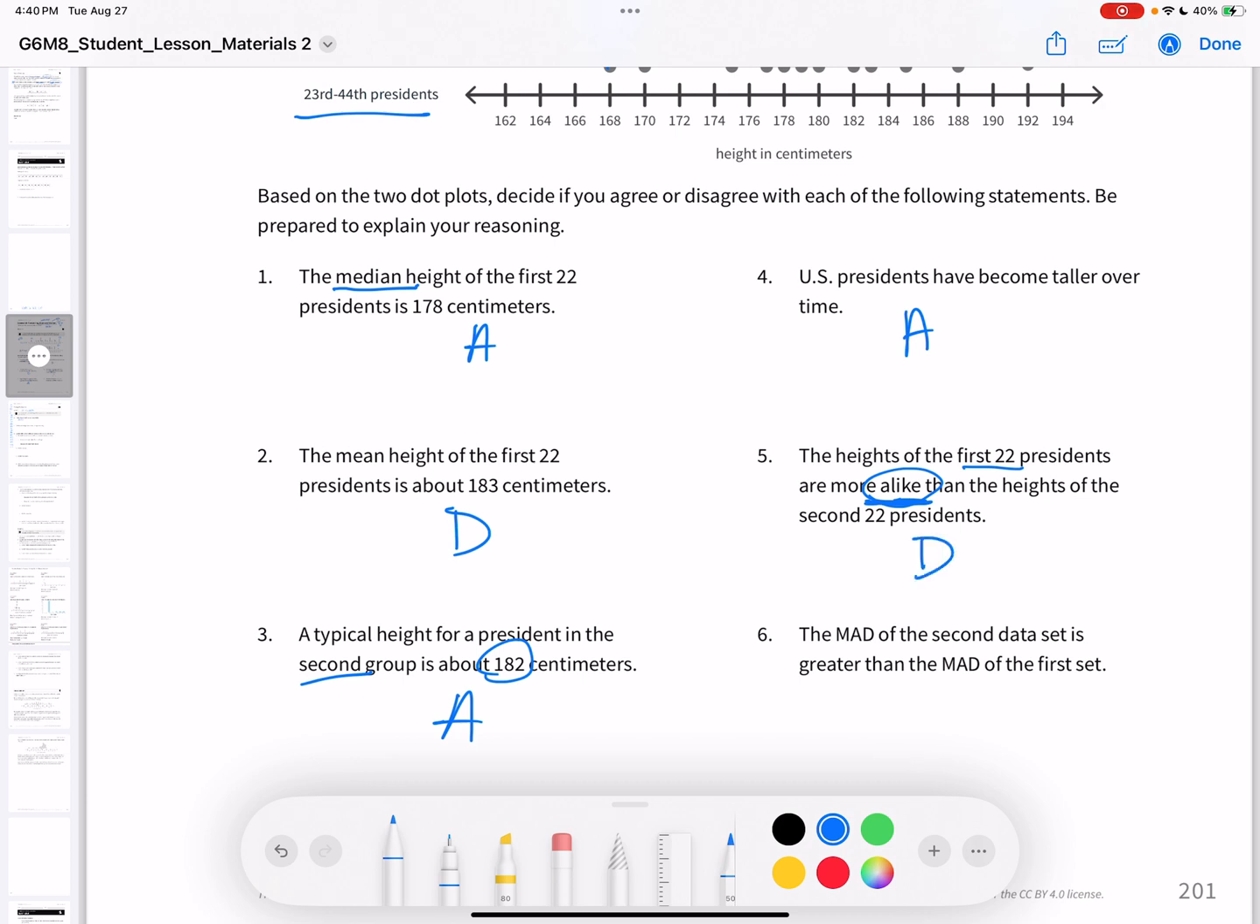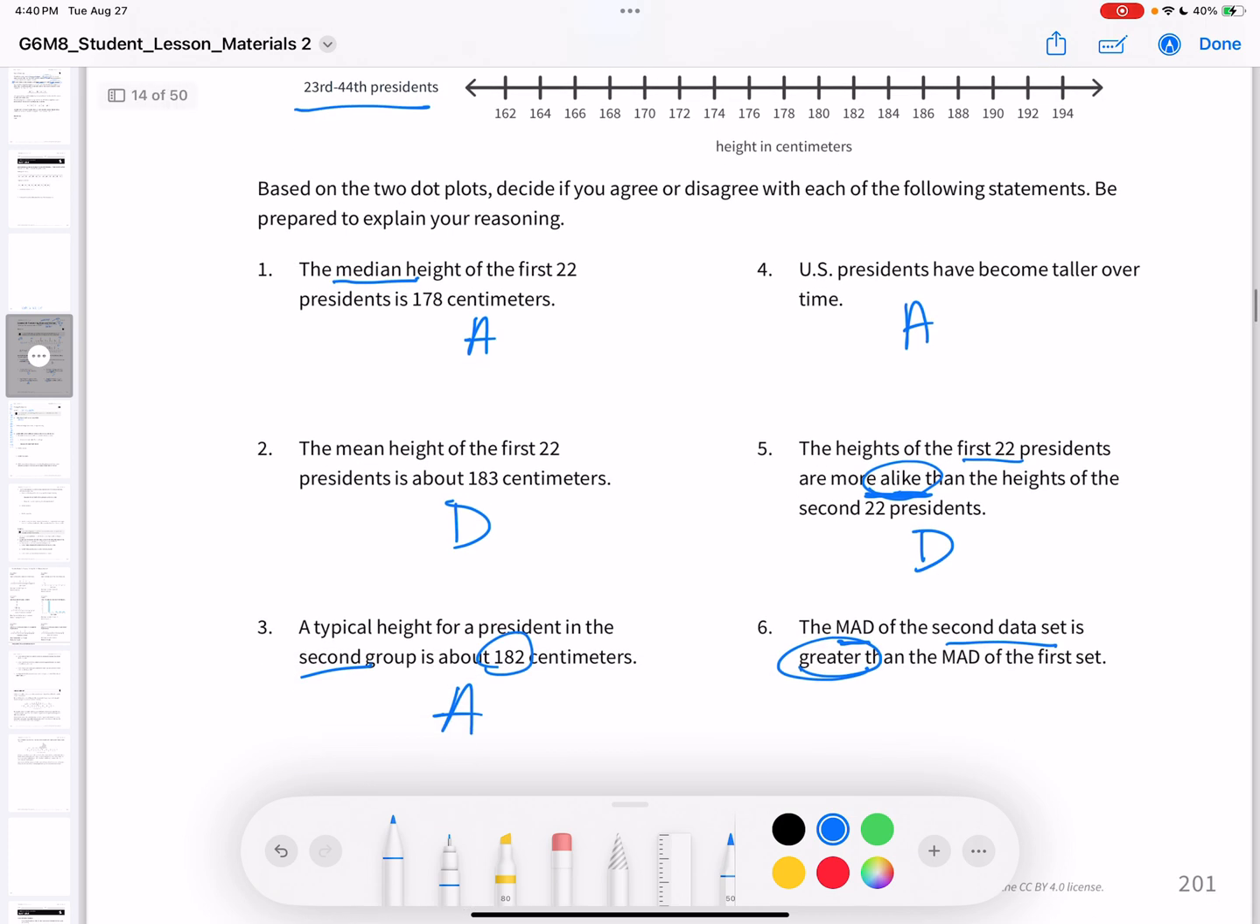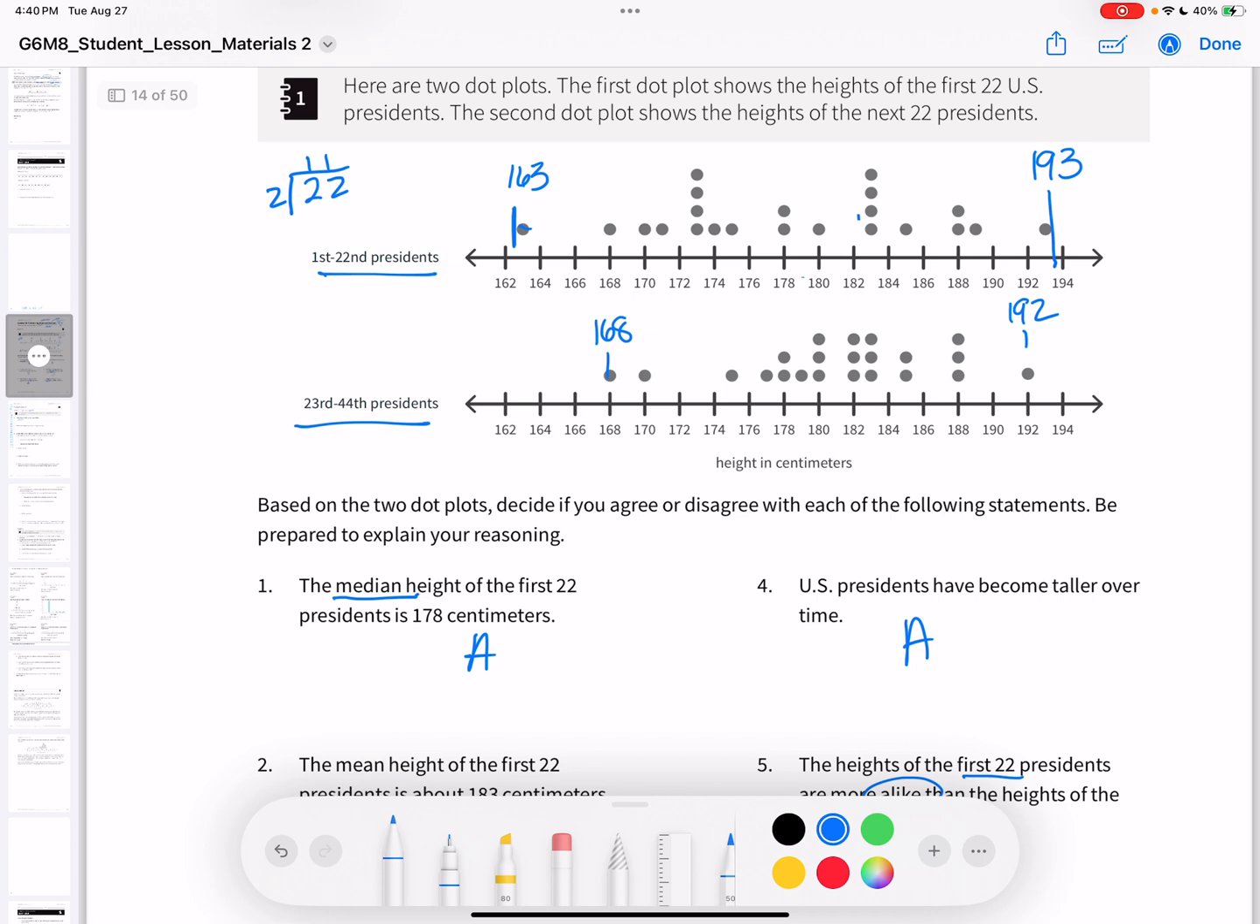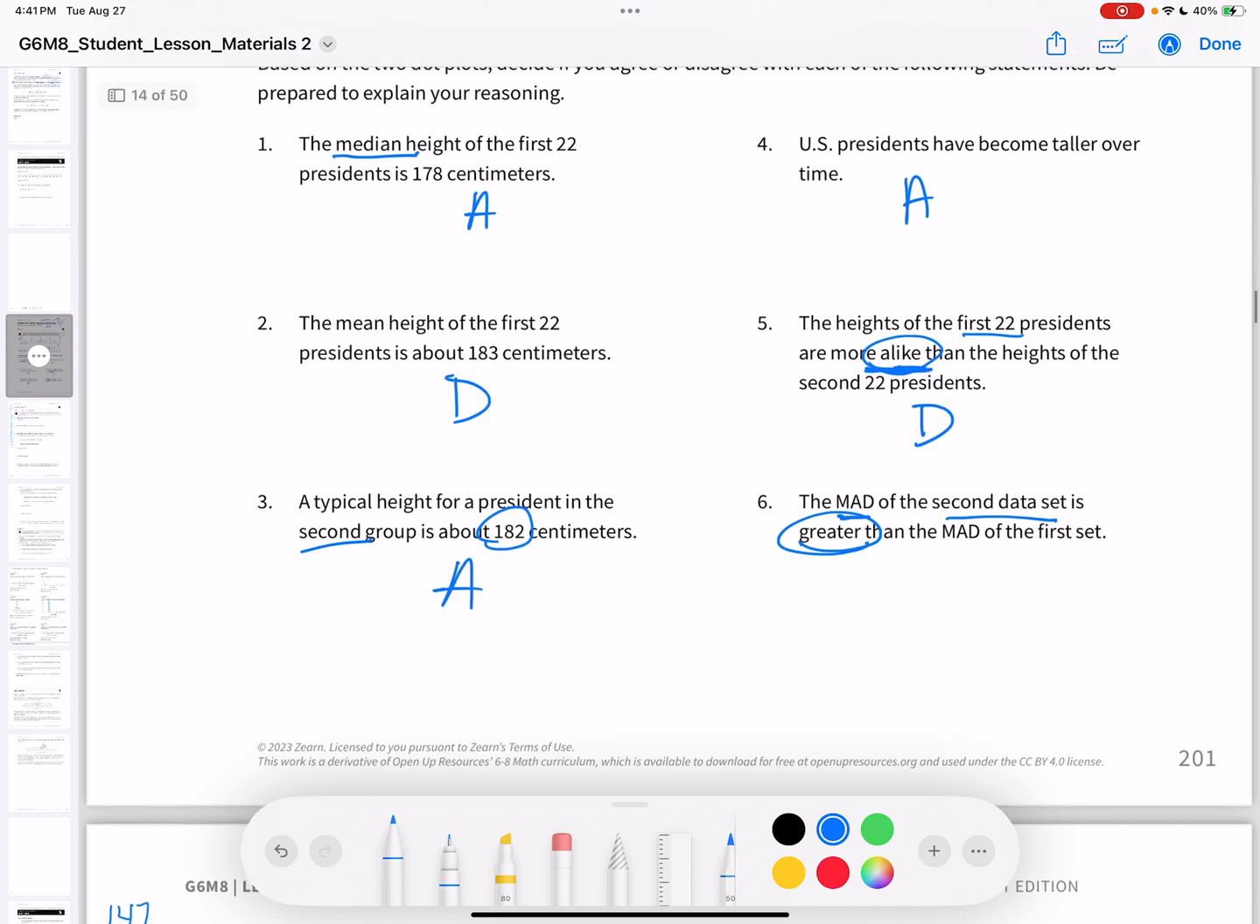The MAD, or the mean absolute deviation, of the second data set is greater than the mean absolute deviation of the first set. Well, from 5, we know that the spread of the first presidents is greater than the spread of the second. So remember, variability is MAD. There's a greater variability in the first presidents than there is in the second. So I would say I disagree, because the MAD should be smaller for the second data set than the first data set.